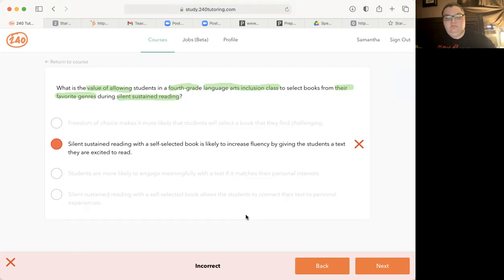So let's take a look at what the answer choices say. Freedom of choice makes it more likely the students will select a book that they find challenging. Silent sustained reading with a self-selected book is likely to increase fluency by giving the students a text they are excited to read. Students are more likely to engage meaningfully with a text if it matches their personal interests. Silent sustained reading with a self-selected book allows the student to connect their text to personal experiences.